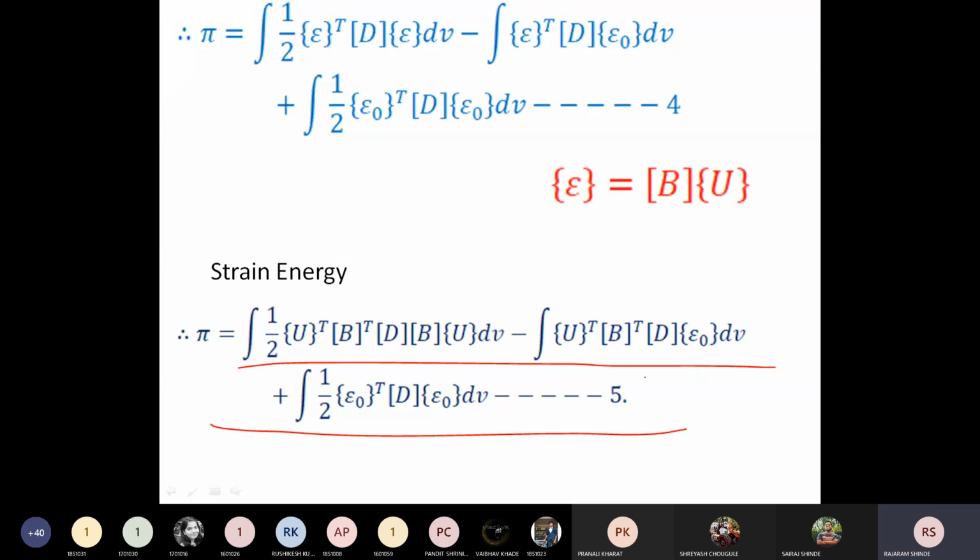Okay, now after the strain energy, for potential energy, we have to calculate the work potential, work done by external forces. Now, have you written this equation number 5 in your notebook? Akshay Patil, have you written this in your notebook? Akshay Patil, yes, sir. Have you completed up to here? Yes, sir. Can I go to the next? Yes, sir.